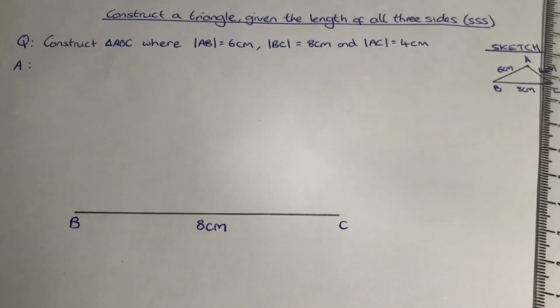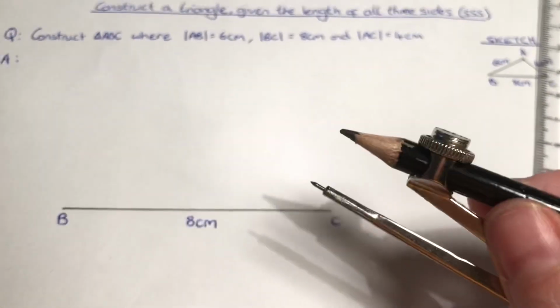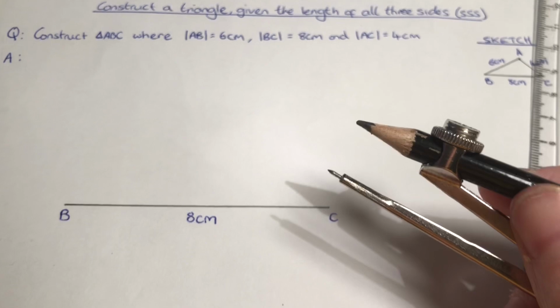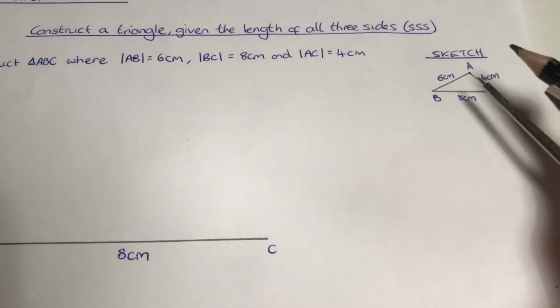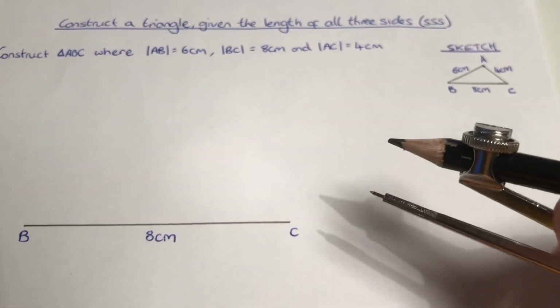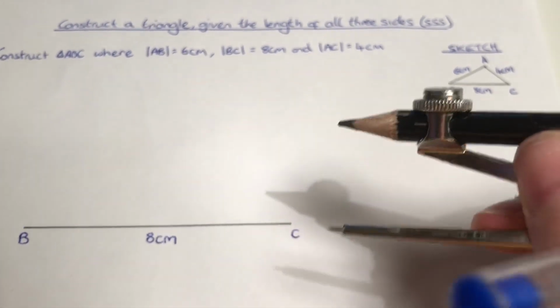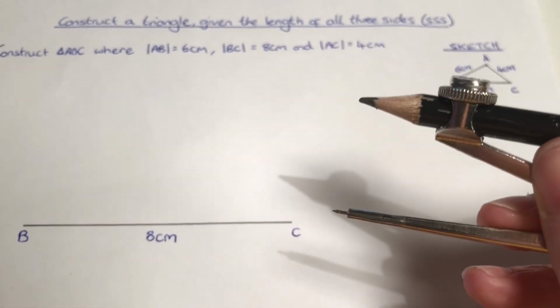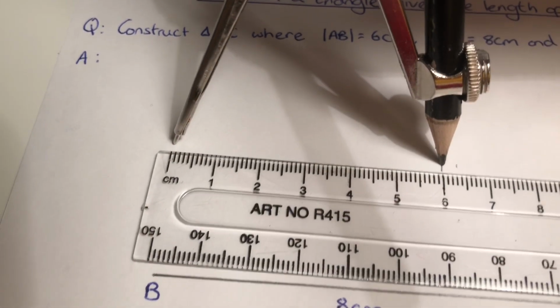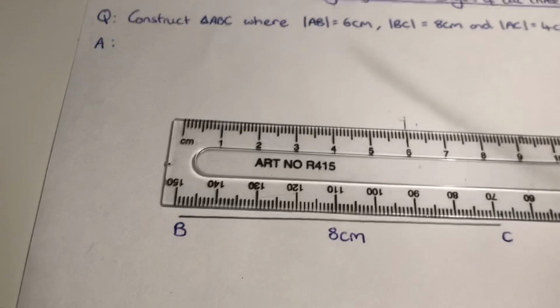So how we do it is we start off by opening the compass width between the point of the needle and the point of our pencil to one of the measurements. So I'm going to do B to A first, which is 6 centimetres. So I'm going to make sure that there's exactly 6 centimetres in between those 2 points. So there we are. It's at the right measurement there, exactly 6 centimetres.